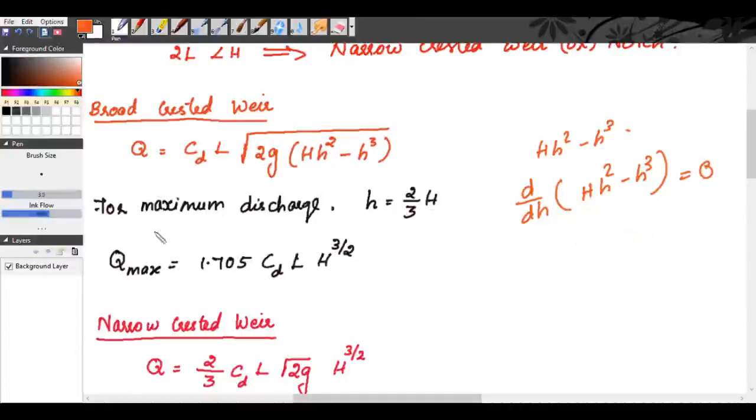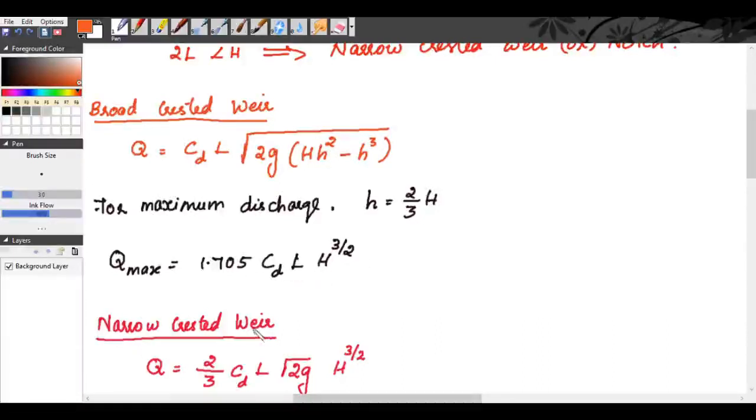For maximum discharge, small h, that is head over the middle of the weir, should be equal to 2 by 3 times of capital H. Small h is head at the middle of the weir and capital H is the head over the crest. Now, Q max, substituting h is equal to 2 by 3 capital H, you will get Q max is equal to 1.705 CD L H raised to 3 by 2.